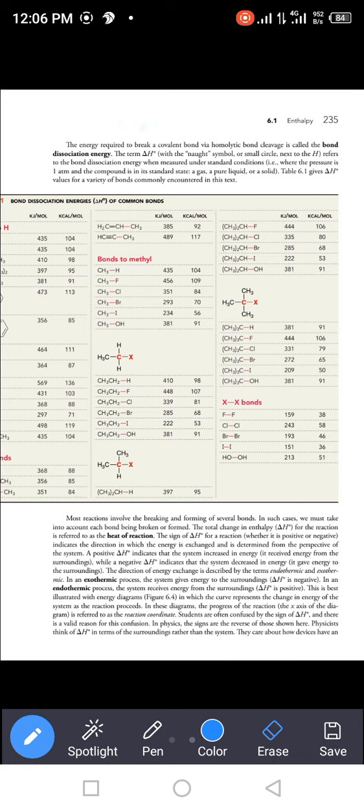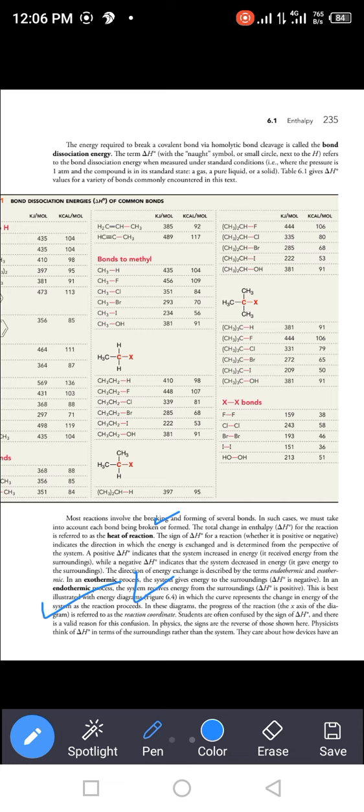So when we talk about heat of reactions, it also includes endothermic and exothermic processes. In fact, these two processes, endo and exothermic, both constitute the heat of reactions. In an endothermic process, heat is absorbed, and in an exothermic process, heat is released.